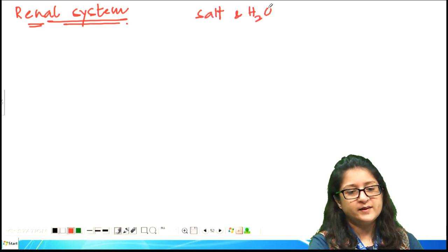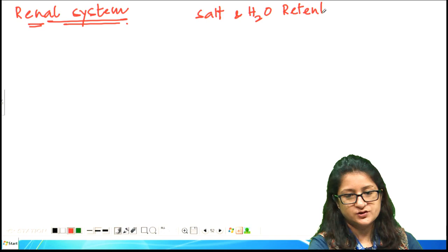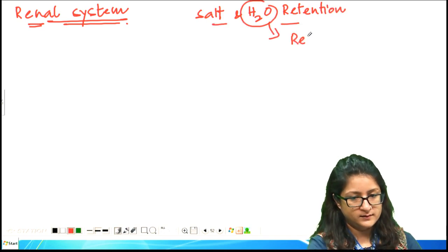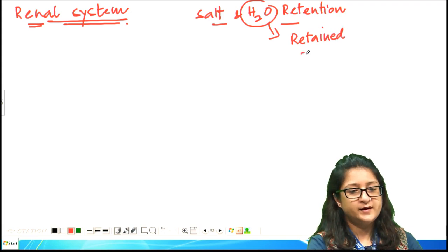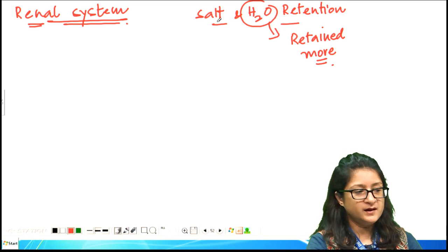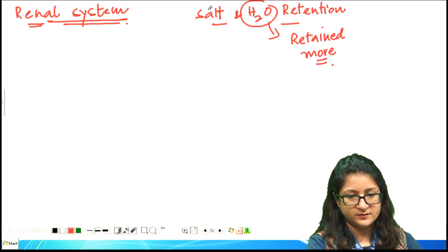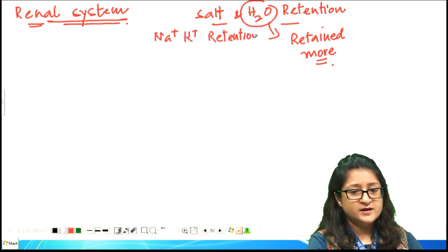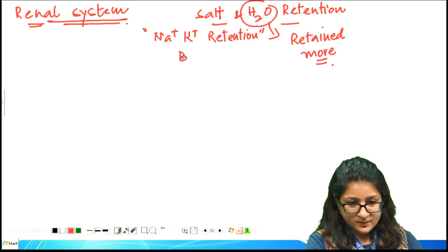All right, we know in pregnancy that there is salt and water retention, and we also know that the water is retained more as compared to salt, and both of these will happen via the manipulation of the renal system, right? So salt retention means that there is sodium and potassium retention.